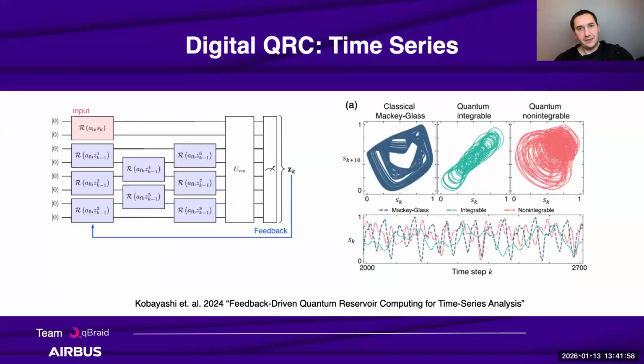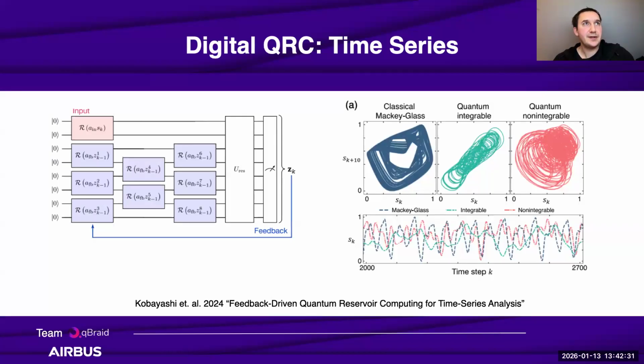A different quantum reservoir that one can use is a digital quantum reservoir. So this is where you design a circuit that, once again, you feed in these input parameters. In this case, you only have one input parameter. That's A in the top left there. And the other ones are Z expectation values from the previous time step.